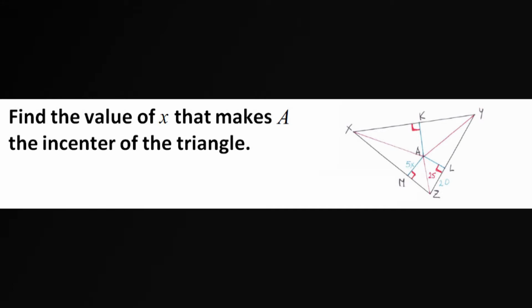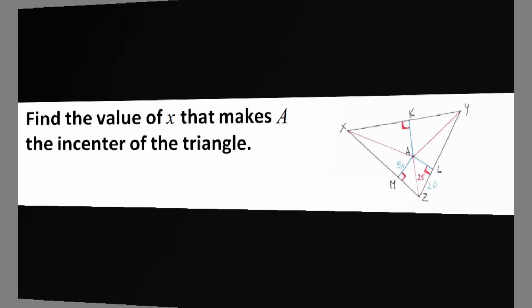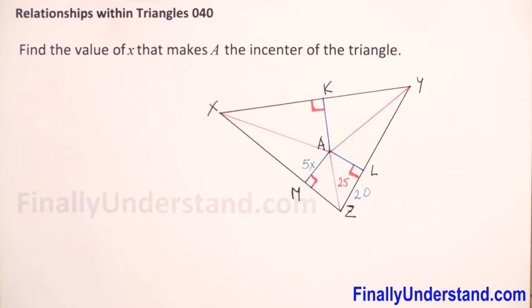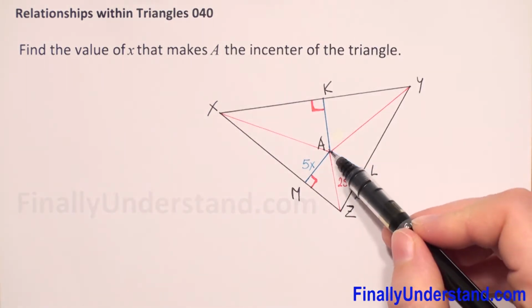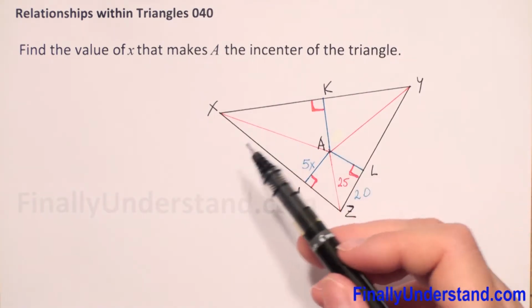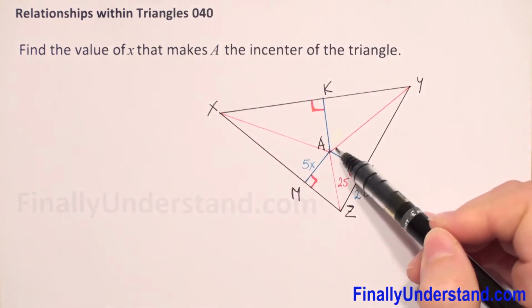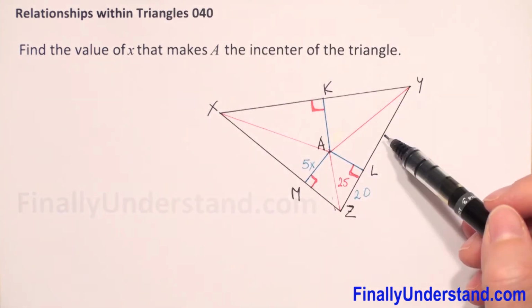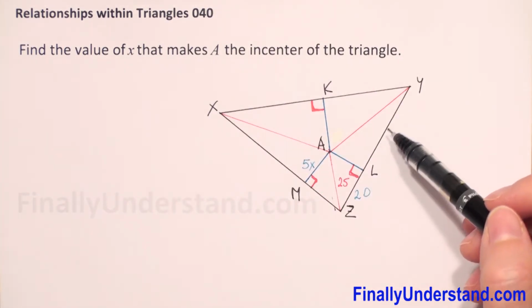We have to find the value of x that makes A the incenter of the triangle. We know that the point of concurrency of the angle bisectors of a triangle is called the incenter of the triangle. The incenter always lies inside the triangle. What else do we have here? Because the segments YA, ZA and XA are red, it means that they are angle bisectors.